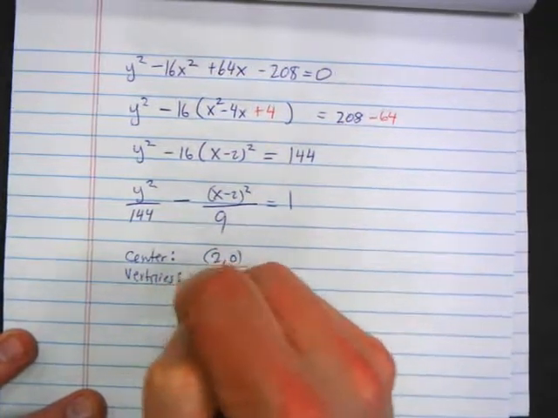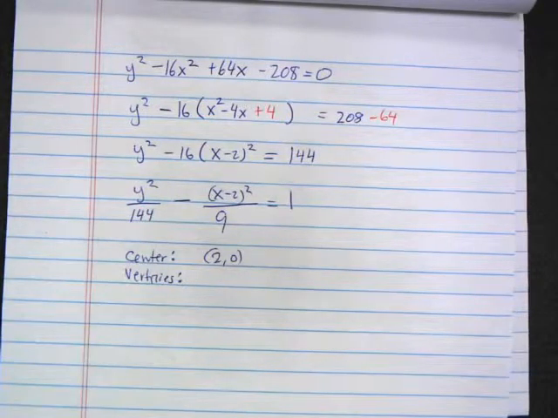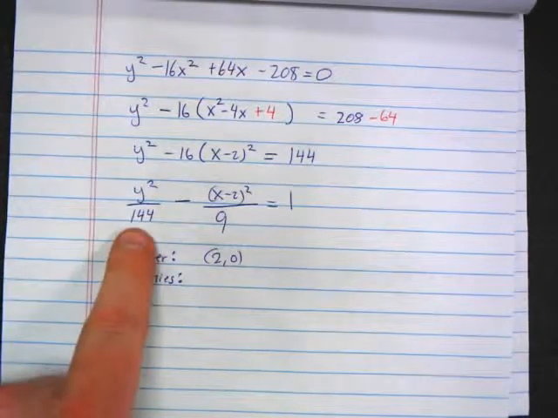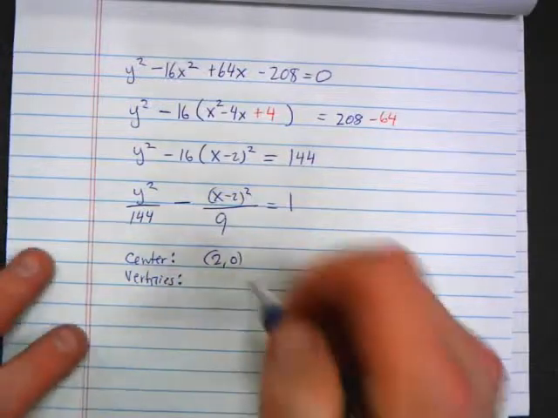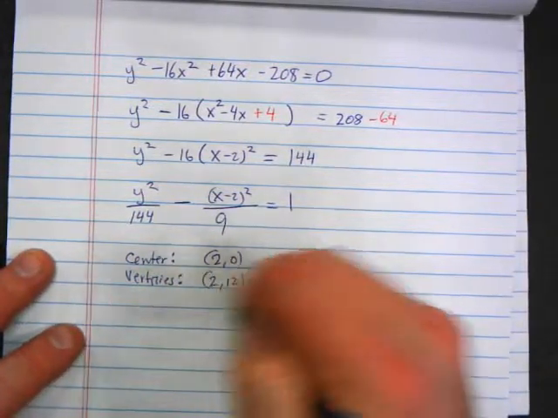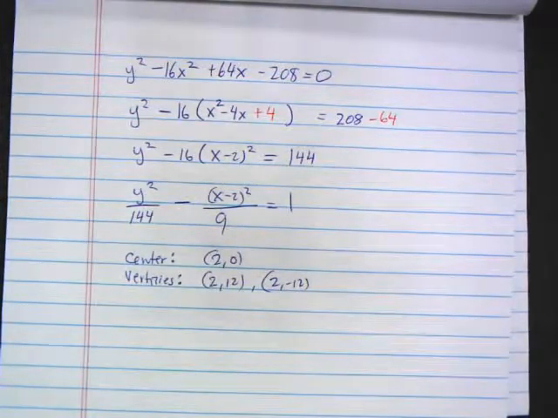What can you tell me about my vertices? Are they higher and lower, or lefter and righter? Higher and lower. How do you know they're higher and lower? Because the y is the one squared. How much higher or lower? 12, because 12 squared is 144. So I start at 2, 0, and I go up 12. That's 2 comma 12. And I go down 12. That's 2 comma negative 12.